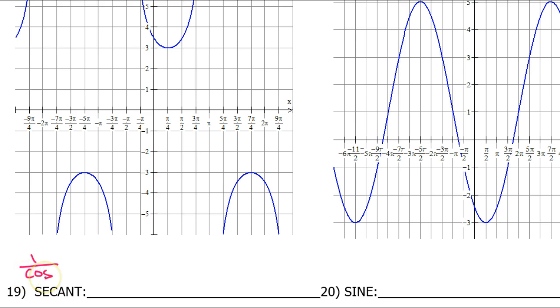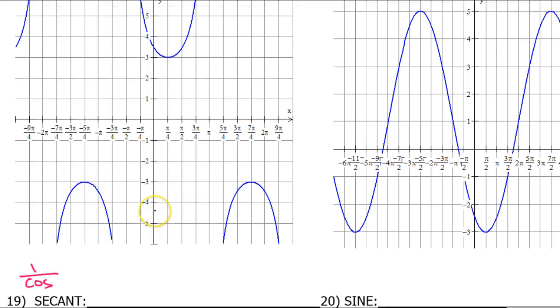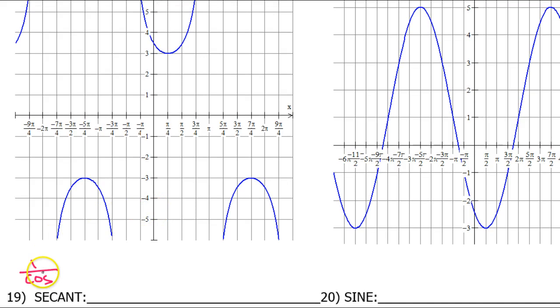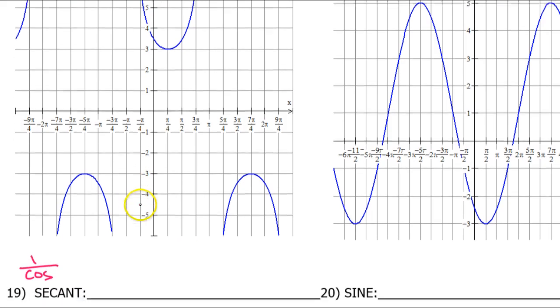That's important because normally when we graph secant, the first thing we do is we graph the cosine function and then we go off of that. So we're going to use that and actually sketch a cosine function first. And then based on that, we should be able to write the secant equation that matches it.